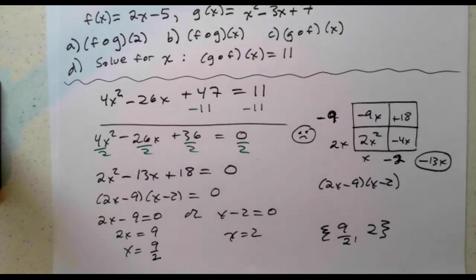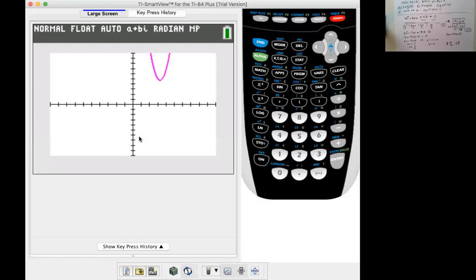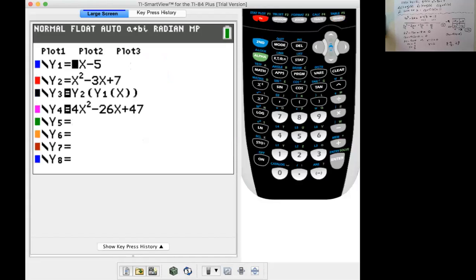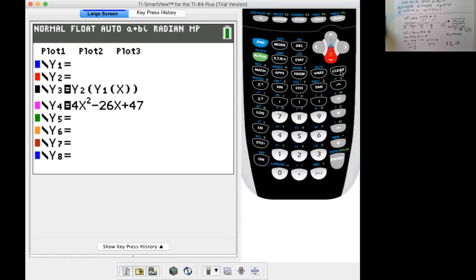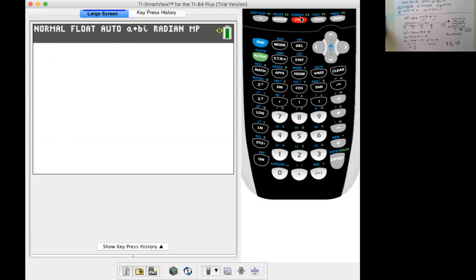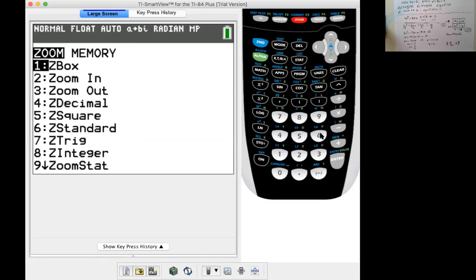So I believe I can also solve that on the graphing calculator. So let's go back there. Let's eliminate the things we don't need. So we know that y4 is correct, so I'll hold on to y4. I'll erase everything else. y3 is g circle f, but again, y4 is equivalent to it. So I am interested in when this function equals 11. So let's look at our graph. If I go to zoom standard, I'm not going to quite see 11, I don't think.